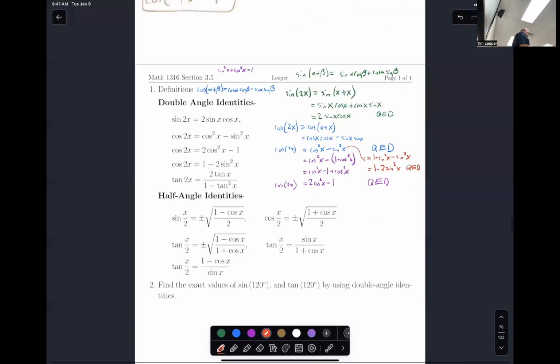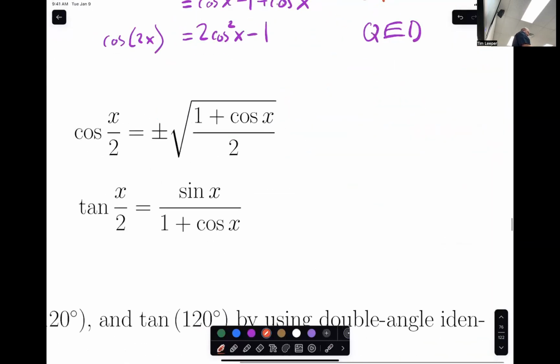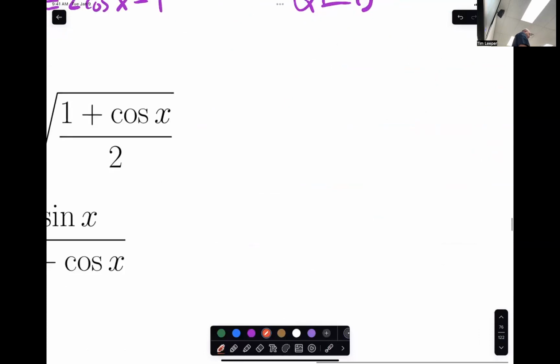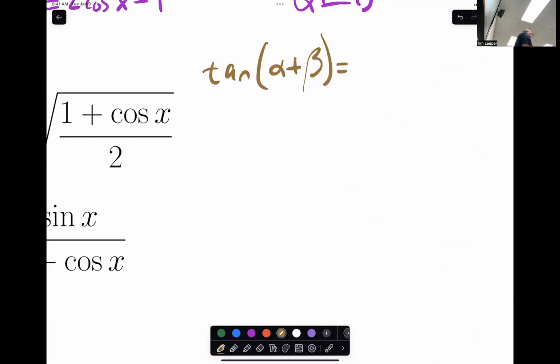And I have simply run out of room there, so I'm going to come over here. So over here, we're going to ask, first of all, what is the tangent double angle identity? Preferably without looking it up. See if you can do it. You could derive it, yeah, you could do it that way, but I wouldn't. I would just memorize it.